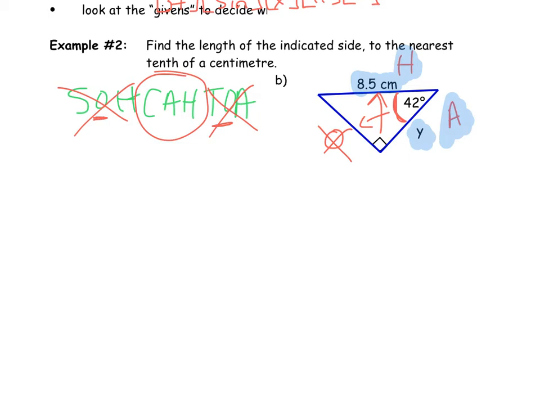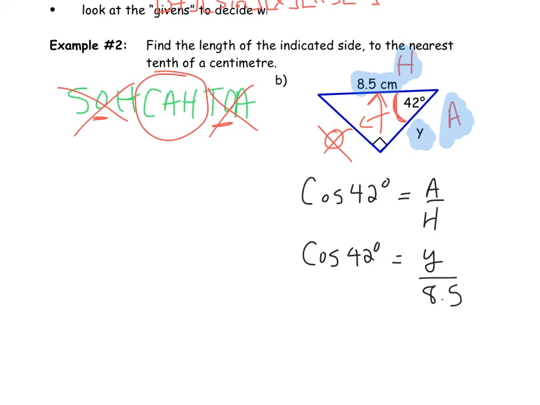So now I'm going to go ahead and set up my solution. So the cosine of 42 degrees is equal to the length of my adjacent side divided by the length of my hypotenuse. I'm going to keep going. So the cosine of 42 degrees is equal to y, that's what I'm representing the adjacent side as, divided by 8.5. And so now I want to isolate this y by multiplying by 8.5. That will cancel it, but I need to balance that by multiplying the other side by 8.5.